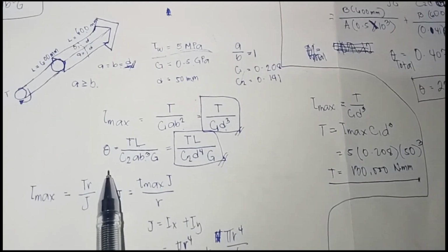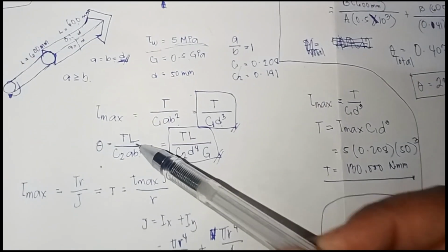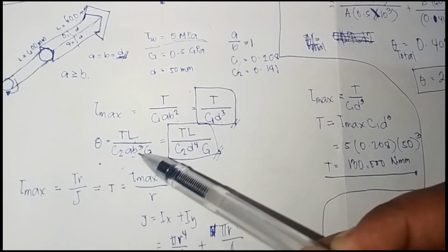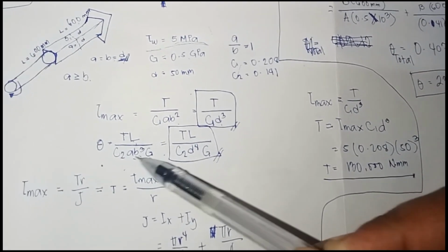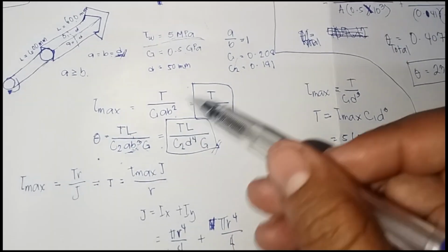Since we also have the formula for getting theta, which is the angle, we have torque times length all over C sub 2 AB cubed G. So if we replace A and B with D, it becomes D to the fourth, which is the new formula that we can use.